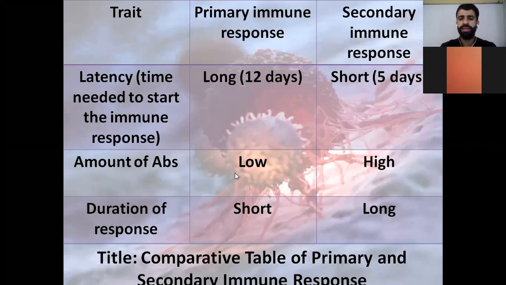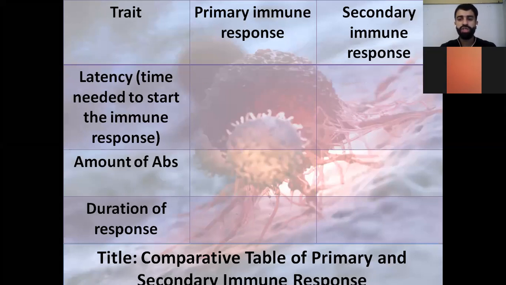Amount of antibodies: in the primary, we have a low amount of antibodies, whereas in the secondary, we have a high amount of antibodies. Duration of the response: it's a short duration during the primary, while during the secondary it's a long duration of the response.